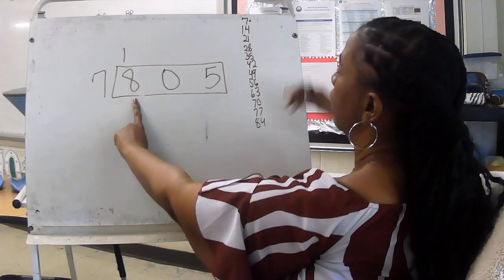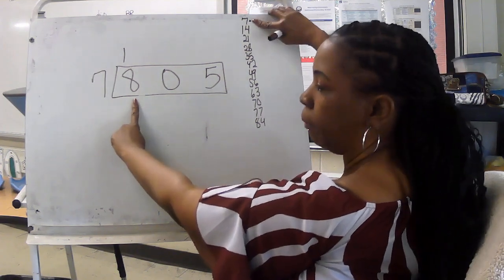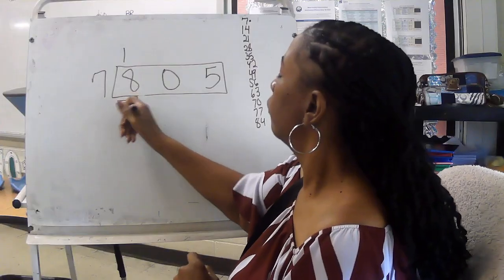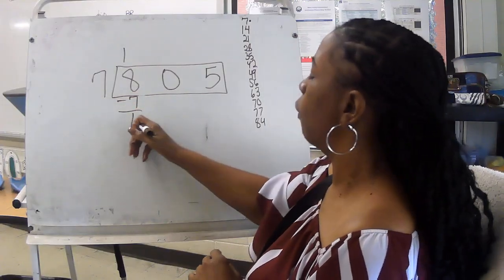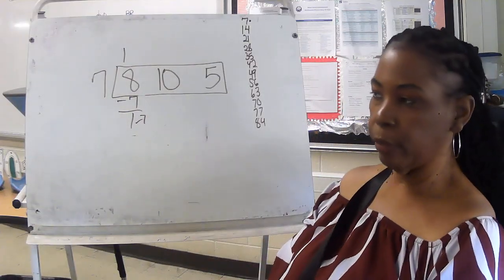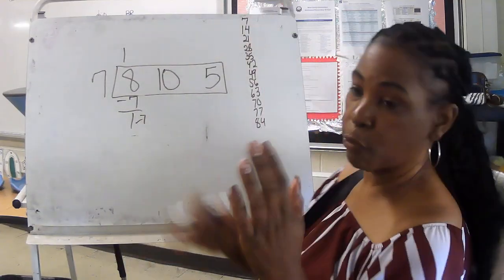Now, this 8 and the number with the dot, are these the same number? No, they're not. So we have to subtract them. And we have 1 here. And then we draw an arrow here. And now we have 10. Okay? Now we're going to say the same thing. We're going to start over.